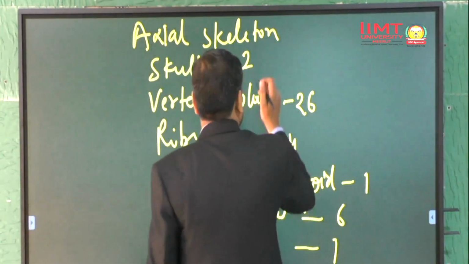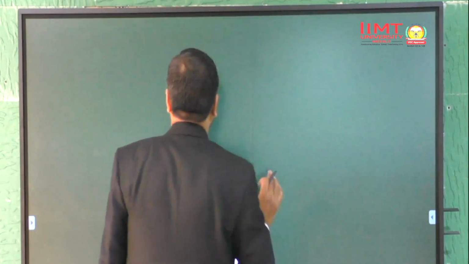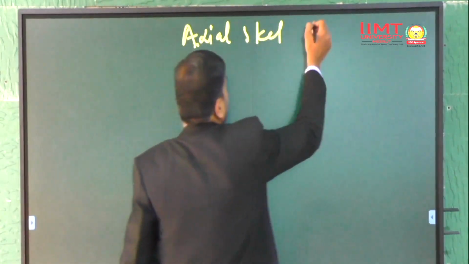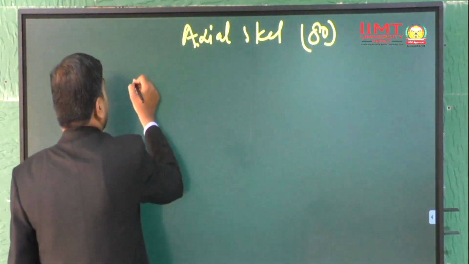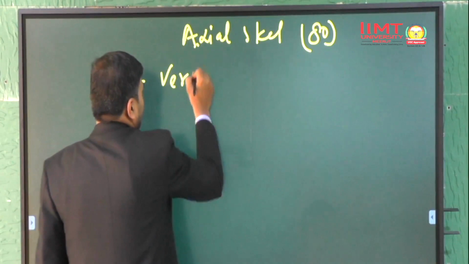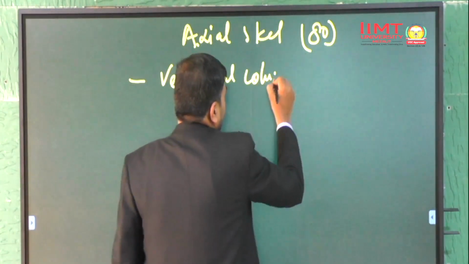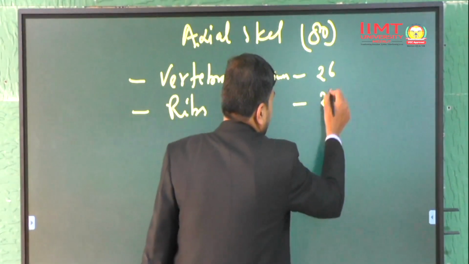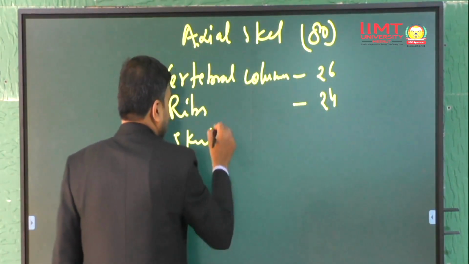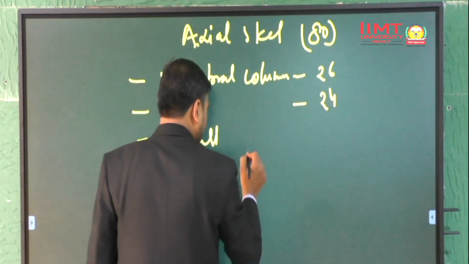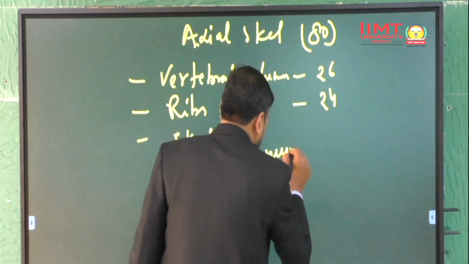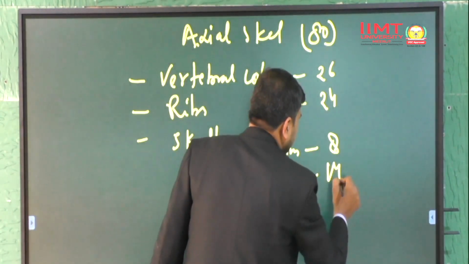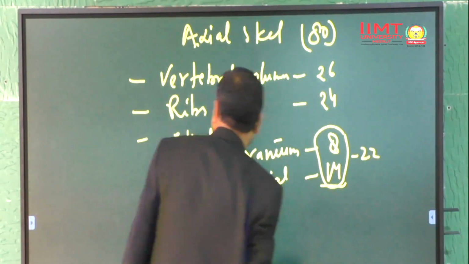Okay, so let's repeat again. The axial skeleton is made up of 80 bones. Number 1, the vertebral column, has 26 bones. Number 2, ribs, has 24 bones. Next, the skull is divided into 2 parts. Number 1, the cranium, in which 8 bones are present. In the facial bones there are 14, which means 22 bones are present in our skull.